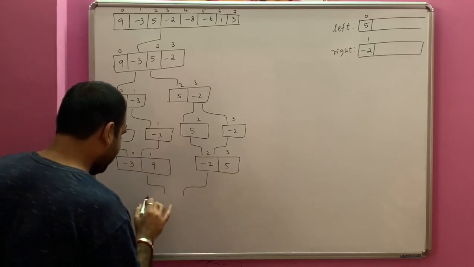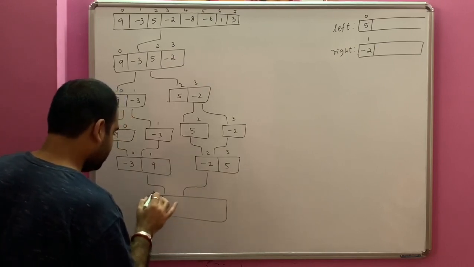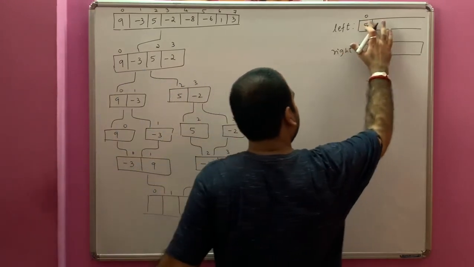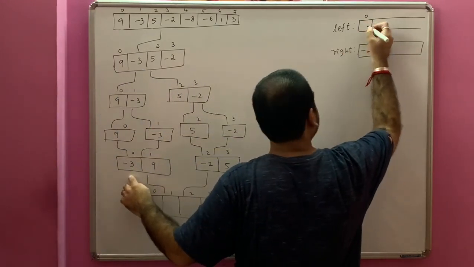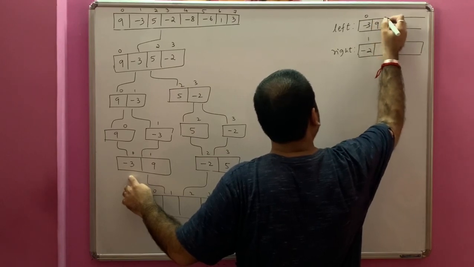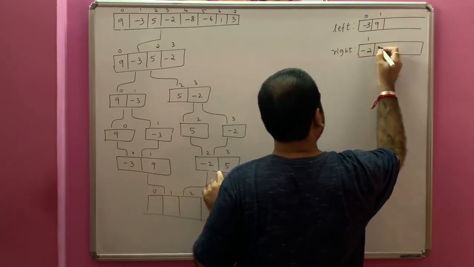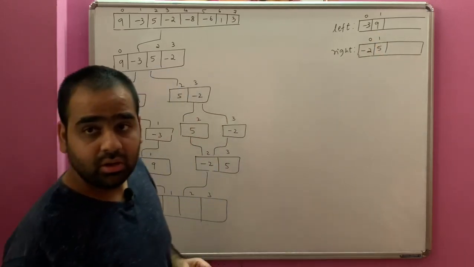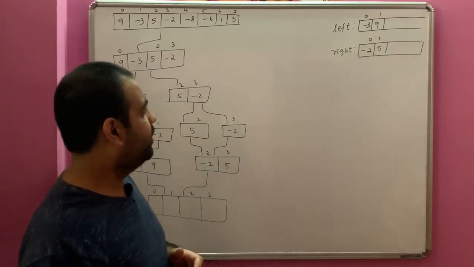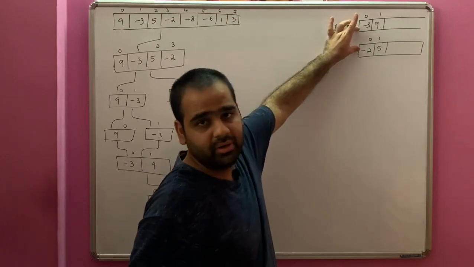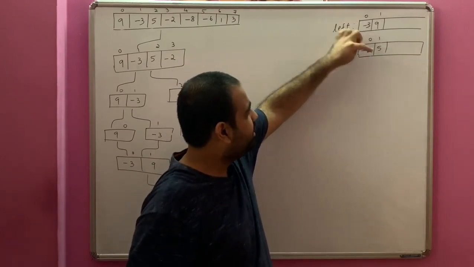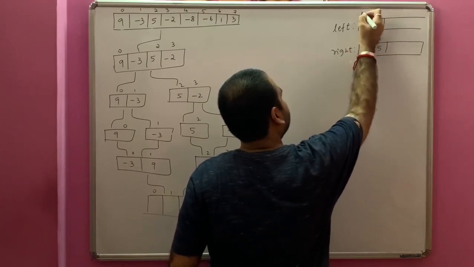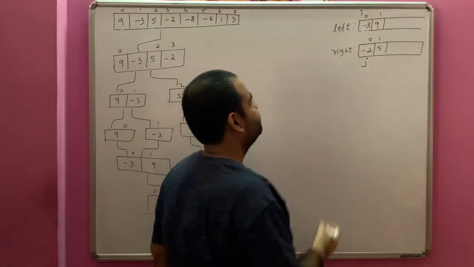Now if I merge, see here, indices 0, 1, 2, 3. What is on the left subarray? It is minus 3, 9. And what is on the right subarray? It is minus 2, 5. Now you check over here. You have to check these two elements this way: minus 3 and minus 2. This is I, and let me write over here, this is I and this is J.